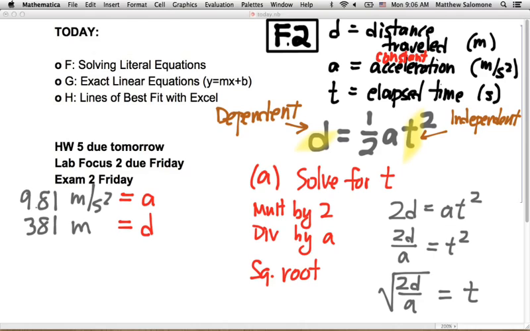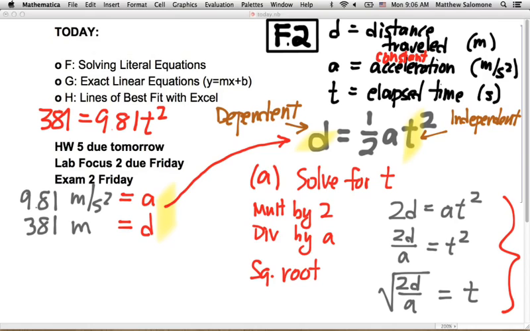That's our d. Right. So what we were saying before about independent and dependent variables, if I were to plug these two values into d equals 1/2 at squared, I would get an equation that looks something like 381 on the left-hand side equals 9.81 t squared. But that doesn't tell me what t is. That only tells me some equation that t satisfies. And so to find t, we would have to solve that equation for t, right? We would have to do all of these same steps that you did to rearrange the equation to make t the subject. We would have to do those steps.